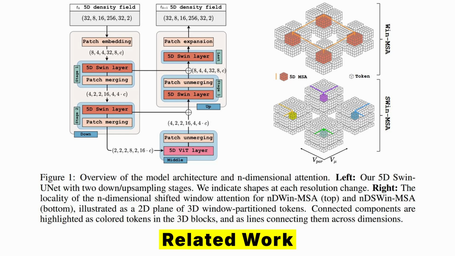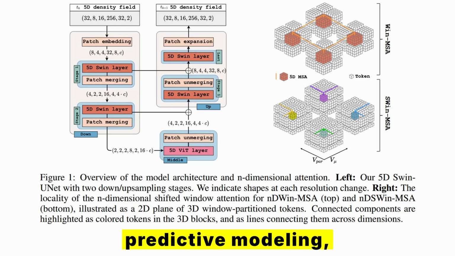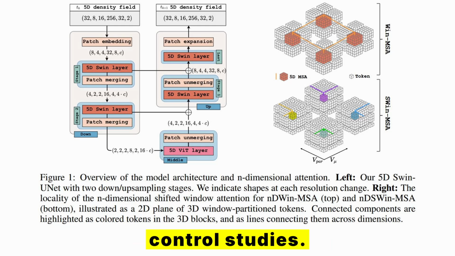Related work. Machine learning for gyrokinetics. Most existing machine learning approaches for gyrokinetics focus on surrogate models of turbulence that adopt the quasi-linear approximation. These models have been used for interpretative and predictive modeling, as well as control studies. However, there is limited work on surrogates for higher fidelity models that capture the full complexity of plasma turbulence.